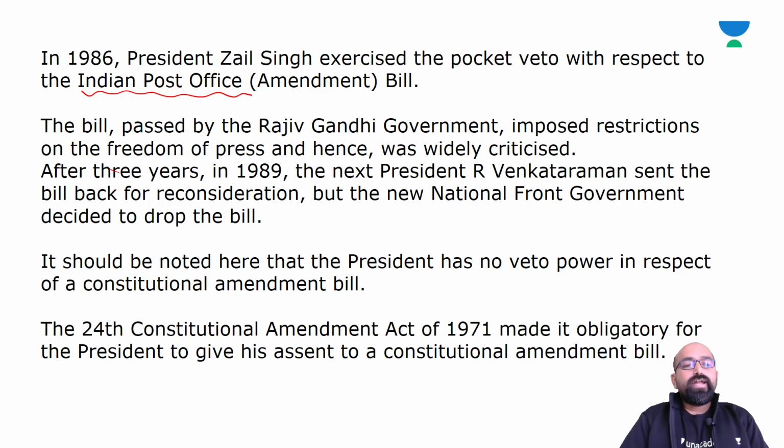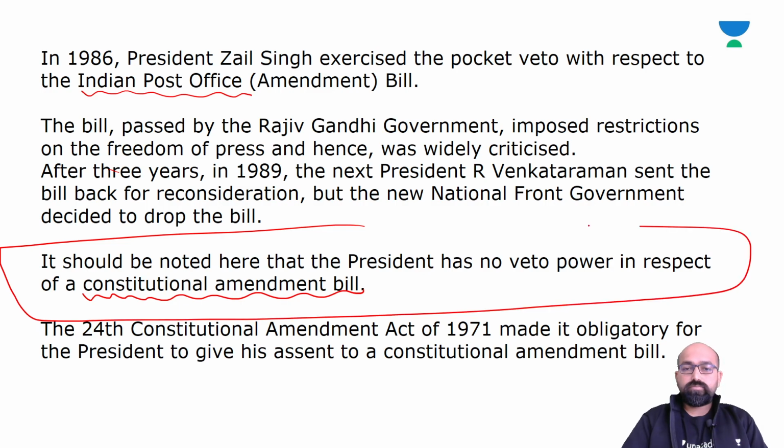Yes, now, it should be noted here that the president has no veto power in respect of a constitutional amendment bill. Now, just remember, the president has no veto power in respect of a constitutional amendment bill.